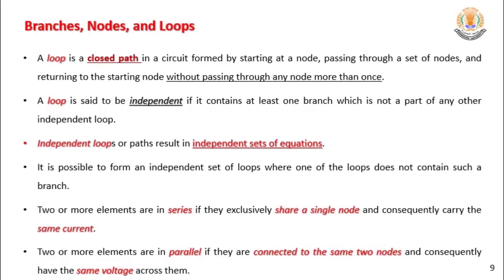Two or more elements are in series if they exclusively share a single node. Do you remember my sketch before? So if you have 2 series elements, they will share only one node, okay? In the middle. Two or more elements in parallel: connected to the same 2 nodes.